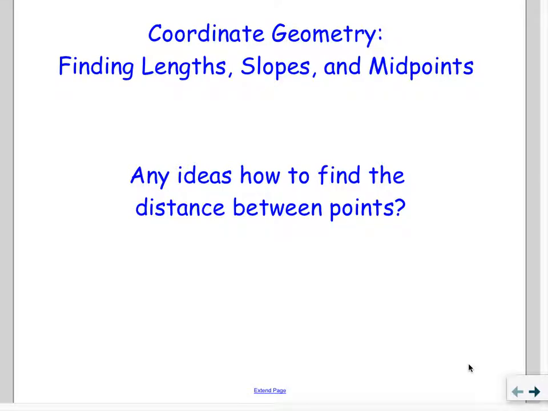So in this unit, we're going to introduce what's called coordinate geometry. We're going to start today by establishing a couple formulas that we like. We're going to be finding the lengths of segments, their slopes, and their midpoints as well. So we'll start by finding the distance between points.